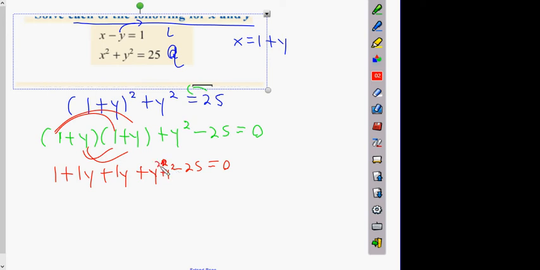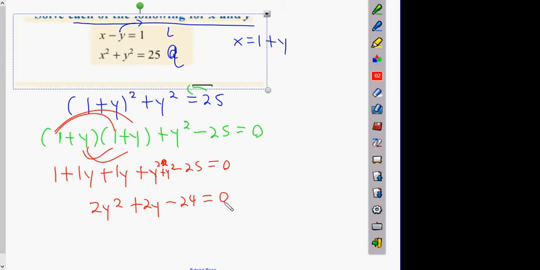Y squared plus y squared is 2y squared. Y plus y? 2y. And 1 minus 25? Minus 24. Minus 24 equals 0. Now you're at this stage now, guys, and you have two options.